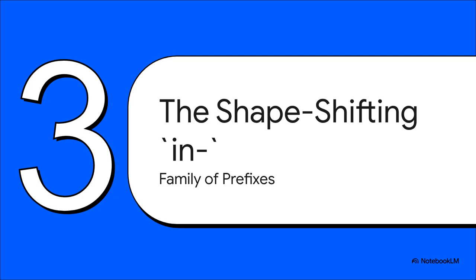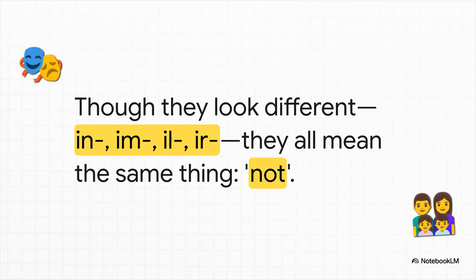Okay, so that was the easy one. But not all prefixes play by such simple rules. Now we get to the really interesting ones, the shapeshifters. This is the in family. This is where the code gets a little more complex and a lot more fascinating. Now, here's the big secret to this family. Even though they look different, you'll see in, im, ill, and ir, they all mean the exact same thing, not. They all come from the same original Latin prefix, which one you use just depends on the first letter of the word it's getting attached to.